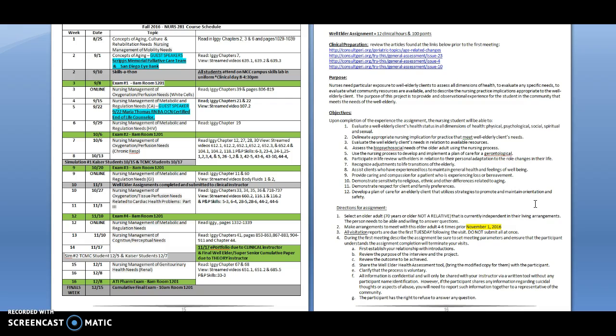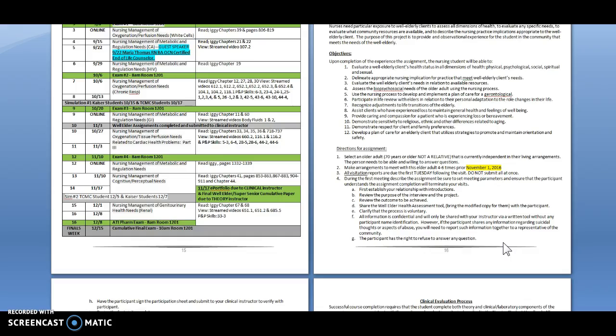So you need to meet with your well elder or super senior, whatever you'd like to call them, 4 to 6 times before November the 1st. All visitation reports are due the Tuesday following your visit. These are due to your clinical instructor. There are submissions on Blackboard for them. And there are outlines and prompts.